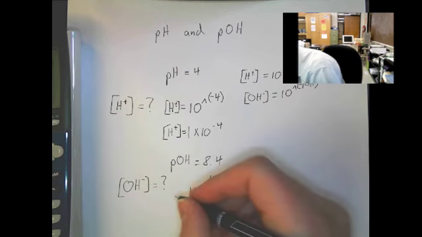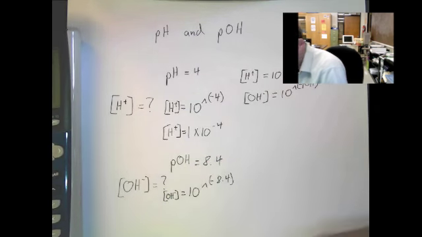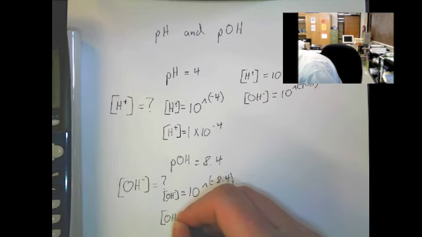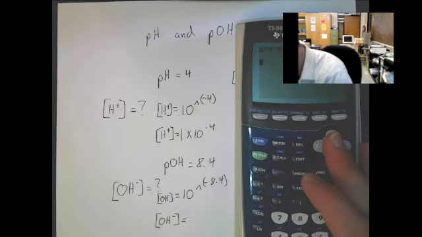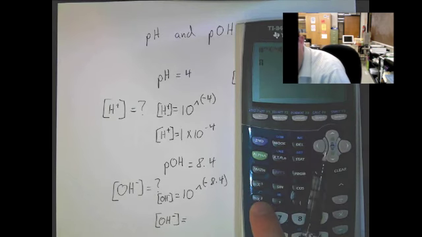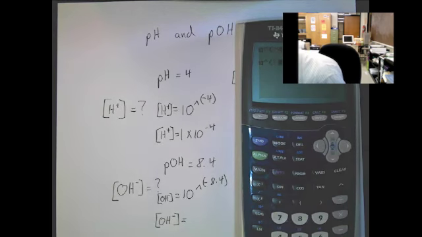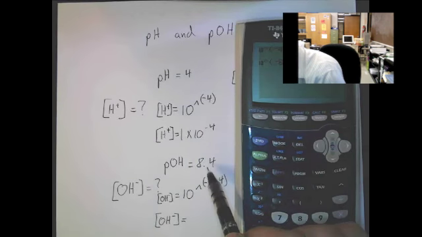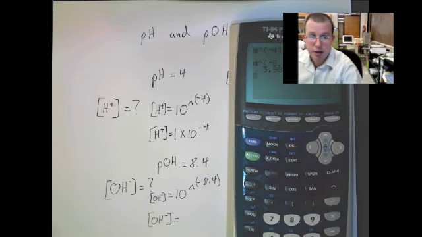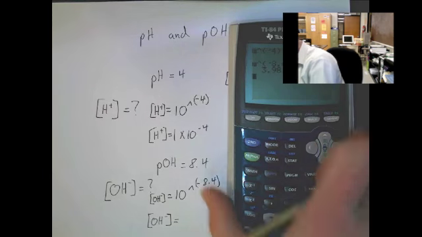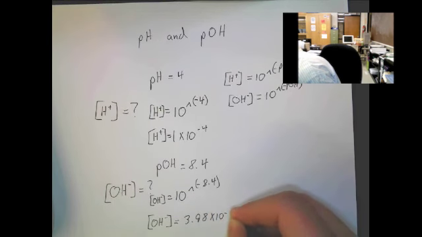And simply, all we do is type it in to our calculator, and we will figure out what the answer is. So we hit second, and we hit log, and then we type in negative 8.4, because that is, again, our pOH. We hit enter, and look, we get our answer. In this case, it's 3.98 times 10 to the negative 9th.